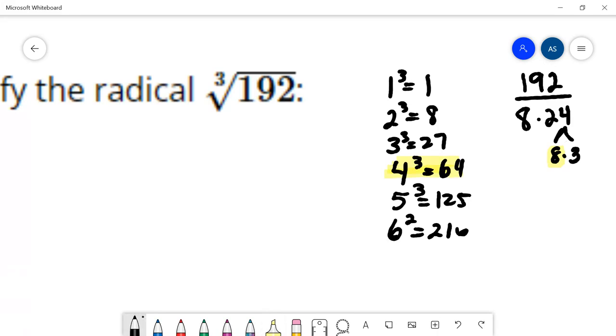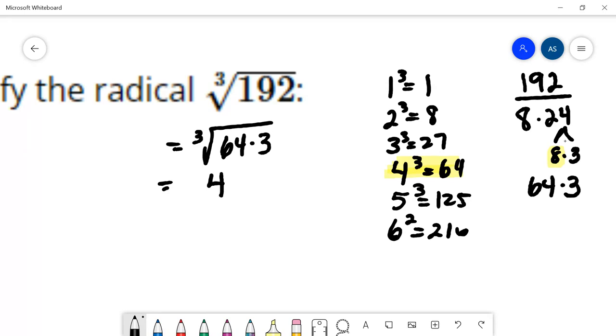So I'm going to go to this one here, 64. So 192 divided by 64, that's 64 times 3 would give me 192. So this is what I want to use to factor 192. So cube root of 64 times 3. And the 64 is a perfect cube, so I'll be able to simplify that. Cube root of 64 is 4. And the 3 is not a perfect cube, so the 3 is going to stay inside the radical. 4 cube root of 3.